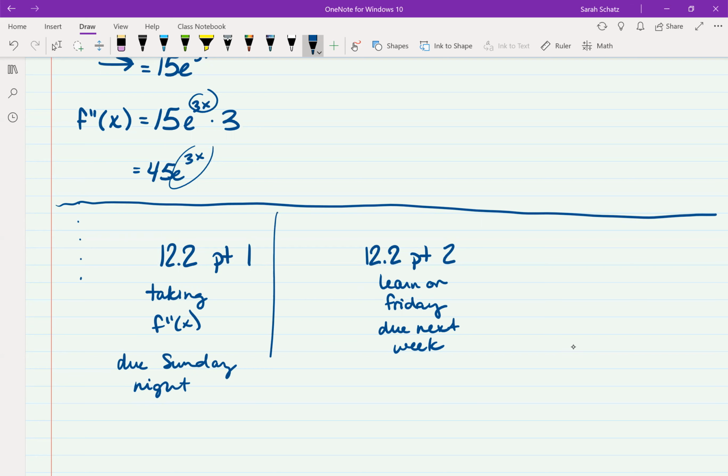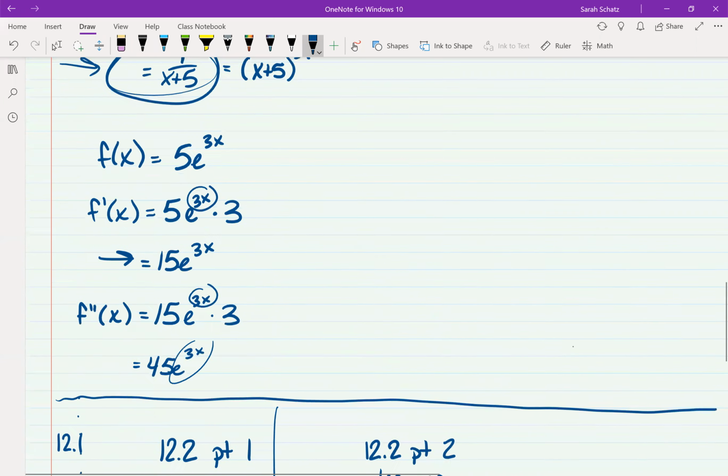But you will have the part 1. And remember, on Sunday also, you have the 12.1. So you'll have 2 homeworks for this week, and then we'll split that up and put the rest on next week. But your homeworks for part 1, I'm going to give you all kinds of functions.